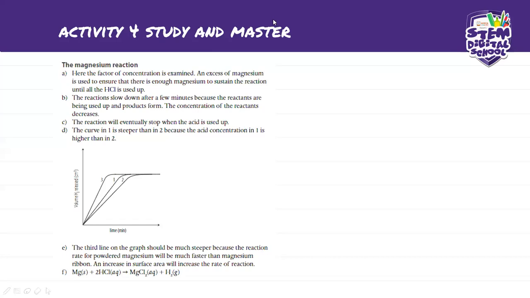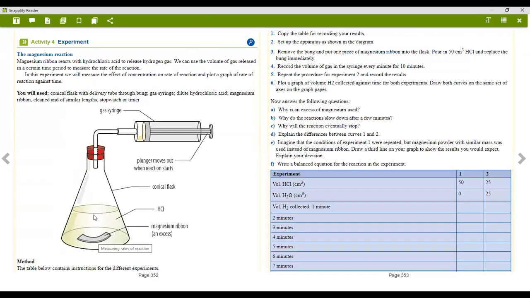So moving on to the next question, which says, explain the difference between curve one and curve two. What are curve one and curve two, guys? Remember we've got two experiments that have been done here. The first one has the same setup with the magnesium ribbon, but we have hydrochloric acid as our solution. And in the second one, we've got water, H2O, as our solution. Now they want us to explain the difference between the two graphs. So let's go to the graphs.